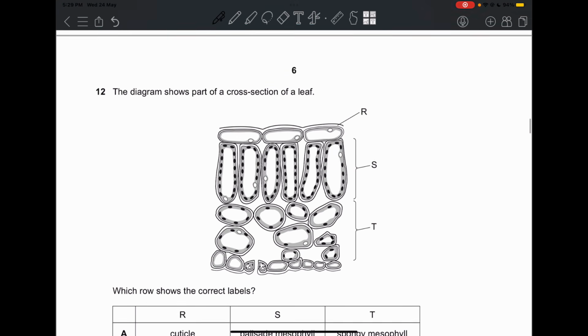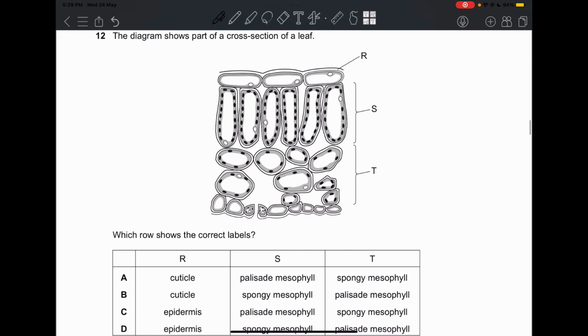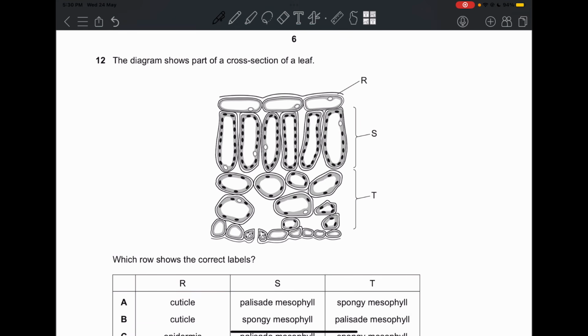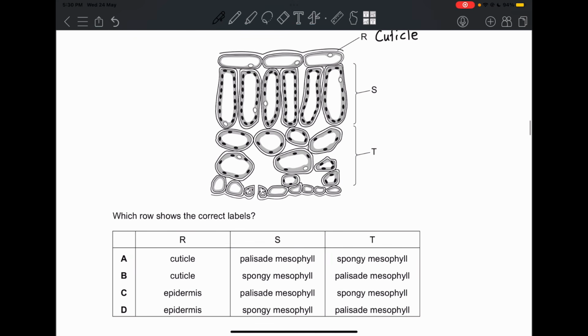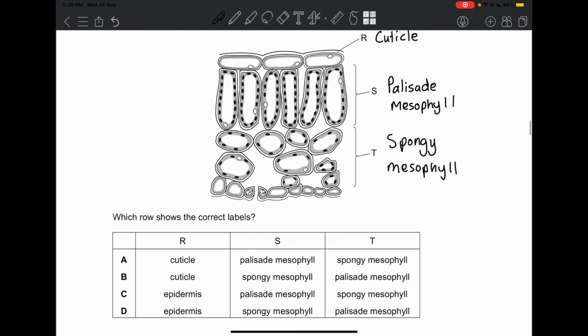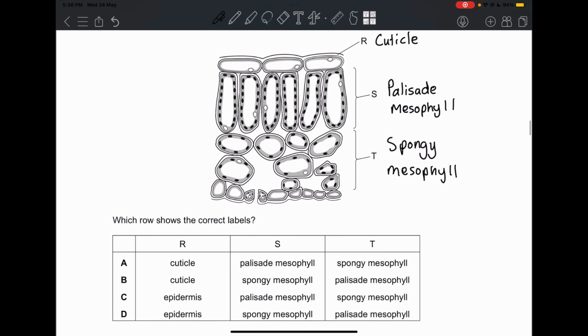12. The diagram shows part of a cross-section of a leaf. Which row shows the correct labels? So over here, this part labeled R is actually the cuticle, and S is the palisade mesophyll layer, and T is the spongy mesophyll layer. So they're asking about the labels. So we're going to be choosing R as the cuticle, S as the palisade mesophyll, and T as the spongy mesophyll. So our answer is going to be A.